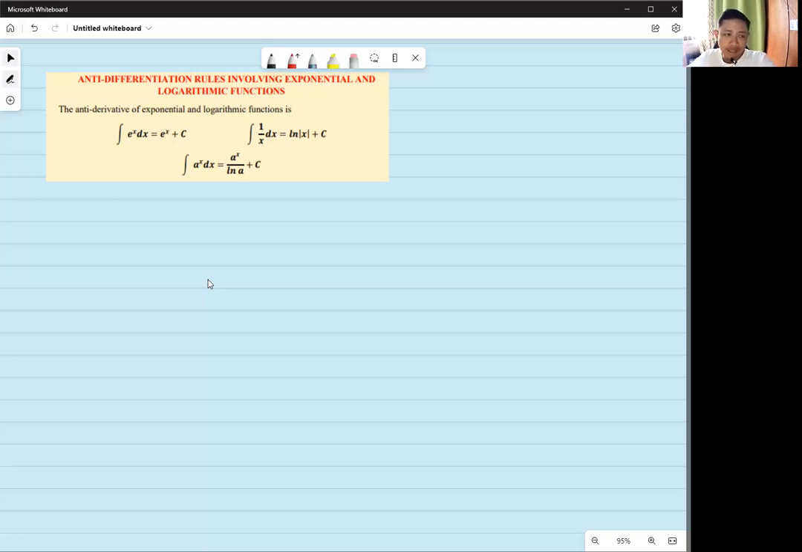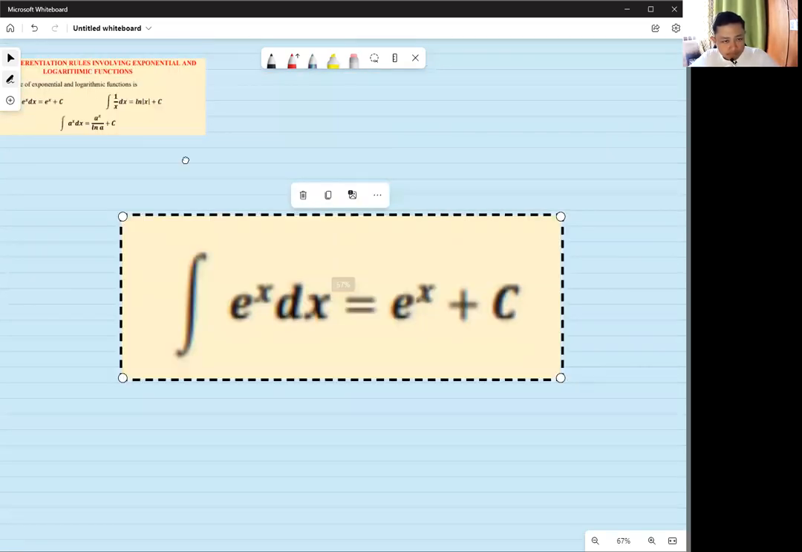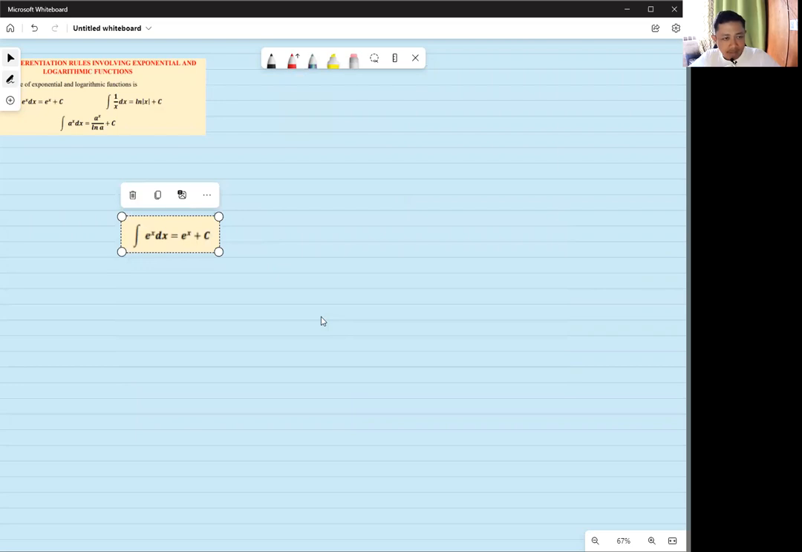So the first one, let's focus first with our first anti-differentiation rule. This one.